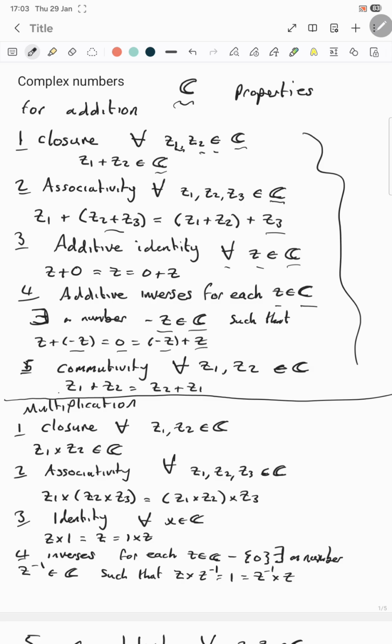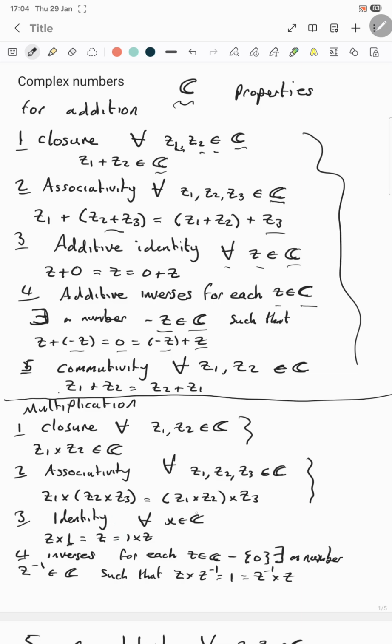Now it's all straightforward. Multiplication, the axioms. We have closure for all Z1, Z2 contained in C. We have Z1 multiplied by Z2 is contained in C. And associativity. For all Z1, Z2, Z3 contained in C, we have the same axioms of associativity. Now, under multiplication, our identity has got to be 1, because we can't really multiply things by 0 to get any kind of quantity other than 0.